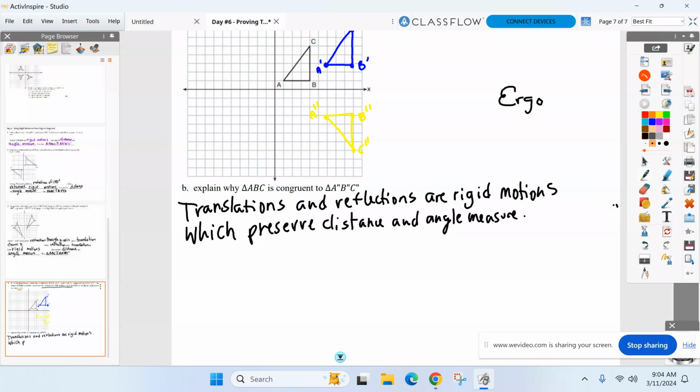Because I said so is usually one that the kids like to write. All right, so you can be creative. You don't have to. You can put the word thus. That's fine. I'm gonna go with ergo. Big boss move. Ergo triangle ABC is congruent to triangle A double prime, B double prime, C double prime.